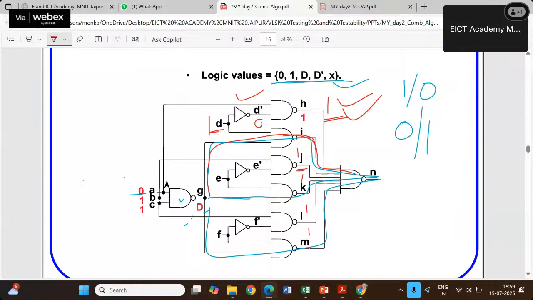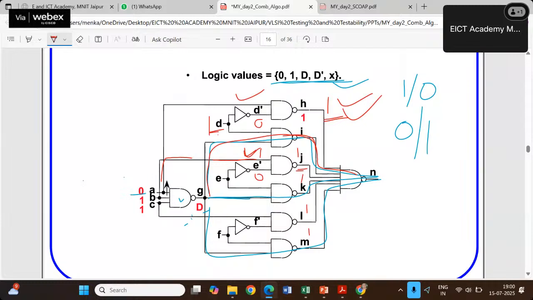So checking with J, my target is to make J equal to 1. How can I make J equal to 1? Just have a look at this. This is coming from B. B is already 1. This is a NAND gate. So for a NAND gate, there are 3 combinations that give 1: 0,0; 0,1; 1,0. Out of those, I can only choose 1,0 because the other one is already fixed during the fault activation.